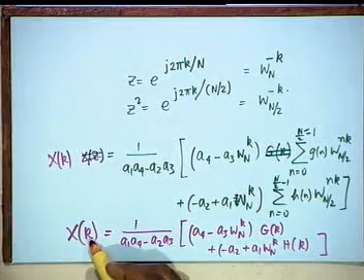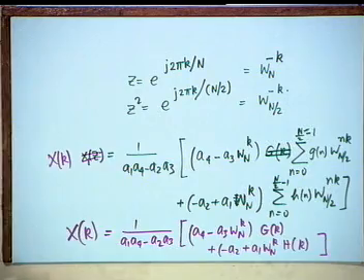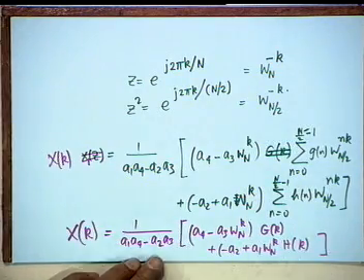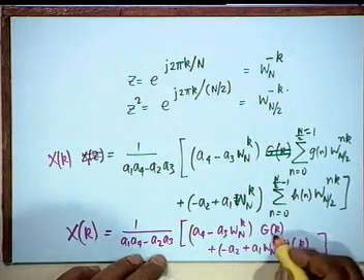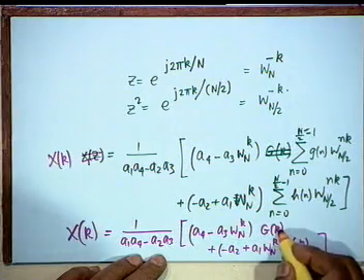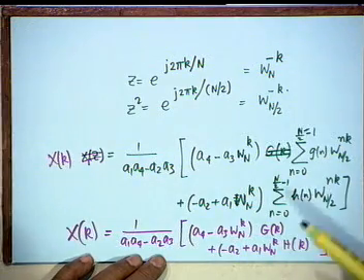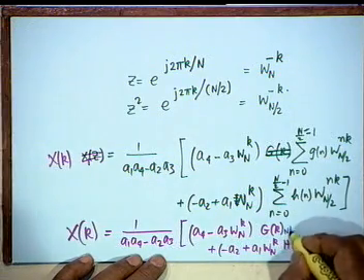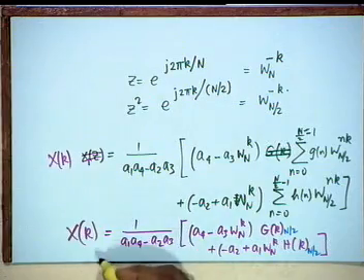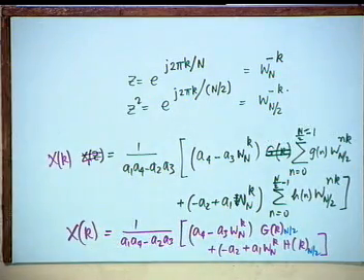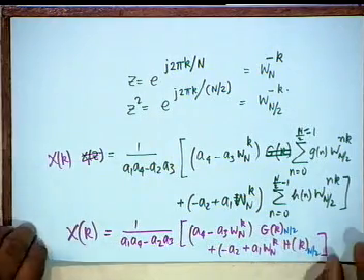When small k exceeds capital N by 2, for gk and hk, since these are periodic, the values are known, and therefore we must put here gk modulo n by 2. That is it. Then you can go from k equal to 0 to capital N minus 1. Is this understood? Okay.